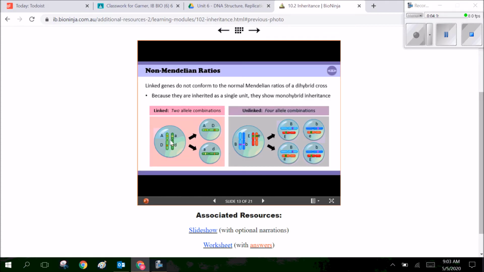Okay, so basically what it means is that when you're linked, you can only inherit the A and the D together, the big A, big D, or you can only inherit the little a, little d together. You can't inherit big A, little d, or big D, little a, or any of that sort of thing.